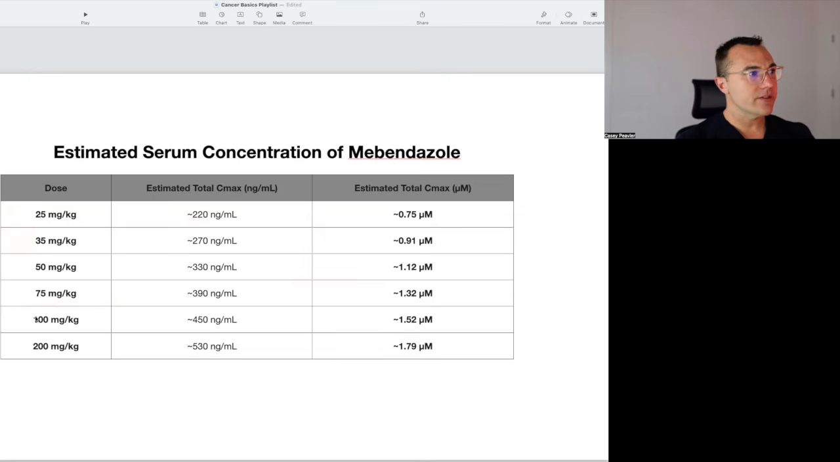But what I'll say is that at most of what I would consider a therapeutic dose of mebendazole, we are hitting the concentrations that are meaningfully seen in these in vitro and preclinical in vivo models as well, which is really big because that means that we're not having to mega dose potentially this medication to get meaningful results at the level of the cell that we want.